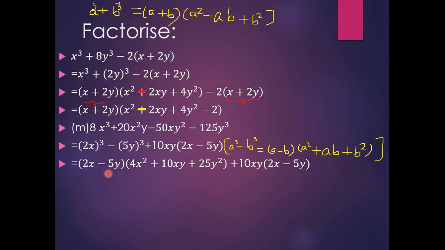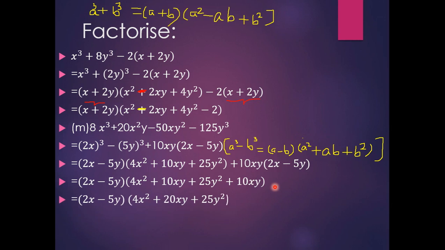And now from this and then from this we can take out 2x minus 5y common. So 2x minus 5y has been taken out as common. Now 4x square plus 10xy plus 25y square plus 10xy is left, because this has already been taken out. And now again we can simplify here. This 10xy and 10xy can be added. So 2x minus 5y, 4x square plus 20xy plus 25y square. This much we can write.